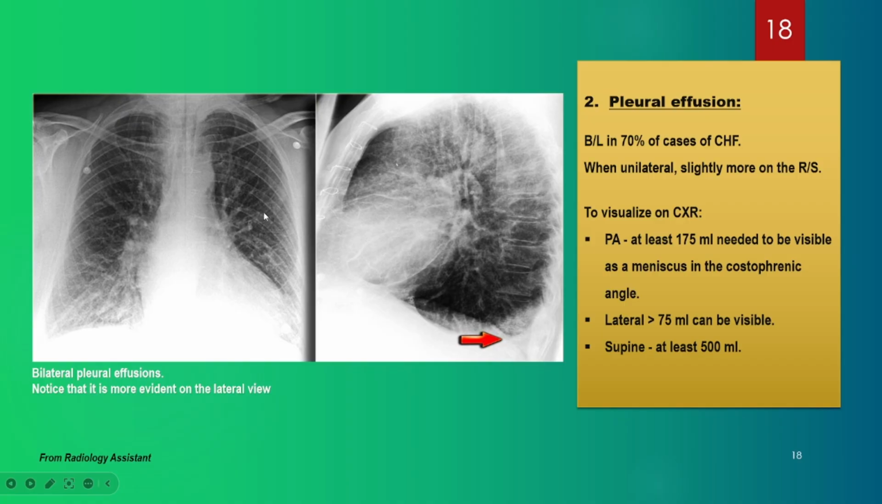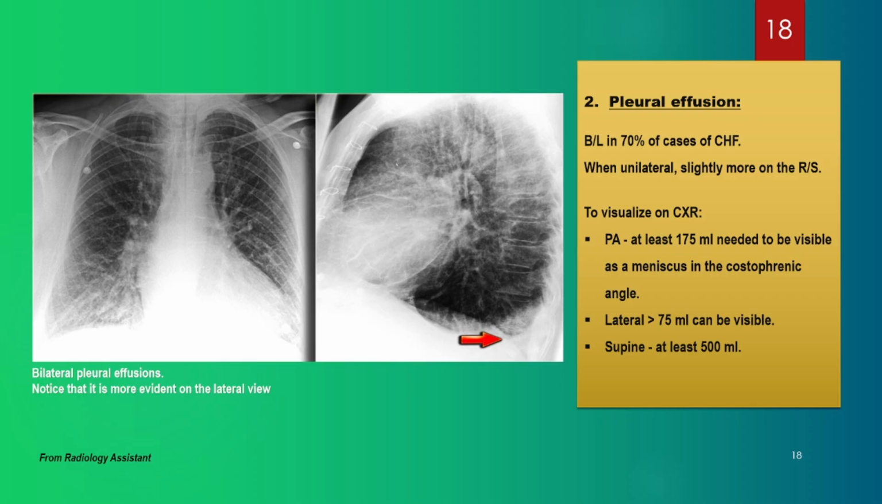Then the pleural effusion, usually bilateral, more on the right side when it is unilateral. Here the costophrenic angles are blunted, especially on the right side, due to pleural effusion. This is more clearly seen on a lateral chest X-ray, because to visualize fluid in the chest X-ray, in the PA at least 175 milliliters, and in the lateral even more than 75 milliliters can be seen.